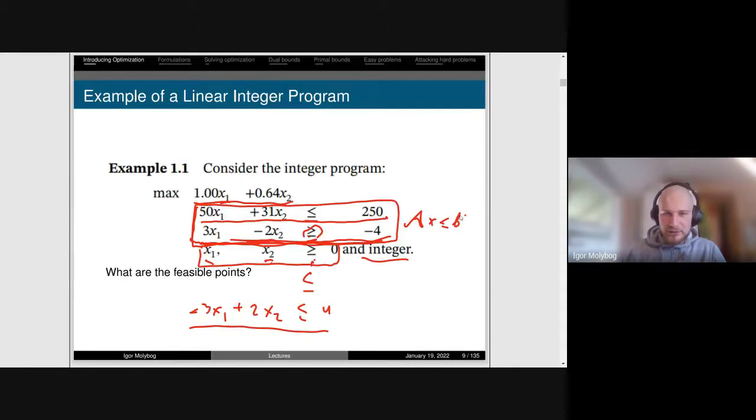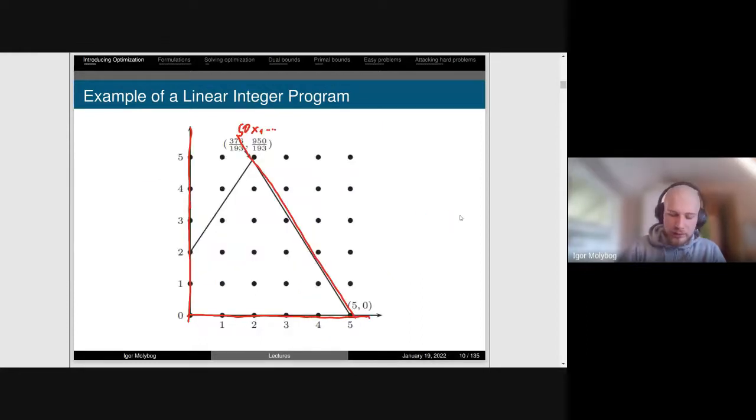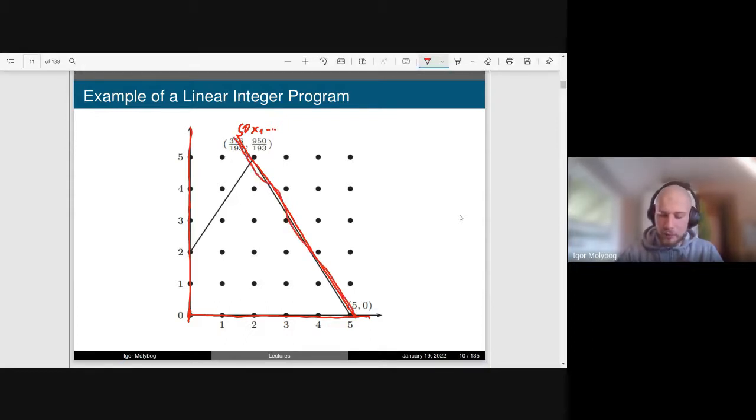So if we substitute x1 is equal to 0 and x2 is equal to 0, we're going to get 0, and 0 is definitely less than or equal than 250. And therefore, this point 0 actually satisfies this inequality. And by continuity, everything that is in the same half space as 0 will satisfy this inequality. So therefore, I know that everything that is below this line will satisfy this inequality.